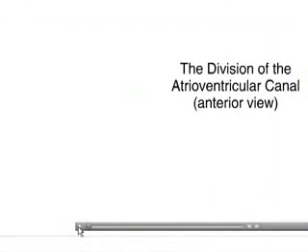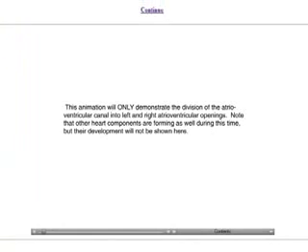The division of the atrioventricular canal, anterior view. This animation will only demonstrate the division of the atrioventricular canal into left and right AV openings. Note that other heart components are forming as well during this time, but their development will not be shown here.